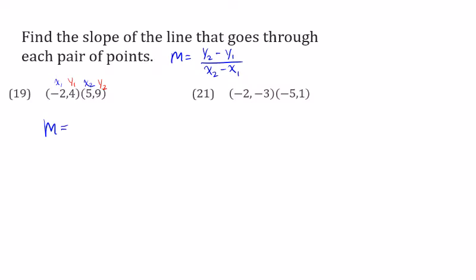So on top, I'm going to do y2, 9, minus y1, which is 4. And then on bottom, I'm going to do x2, which is 5, minus x1, which is negative 2. Notice how I have a negative. You can put parentheses there, though you don't necessarily have to every time, just as long as you know when you have a negative, it turns into a positive. So 9 minus 4 is 5, and 5 plus 2 is 7, and that's it. So positive 5 over 7 is our slope. That's all it is.